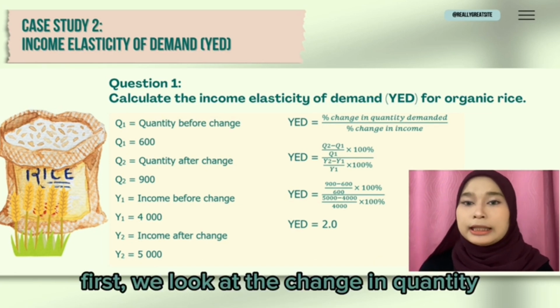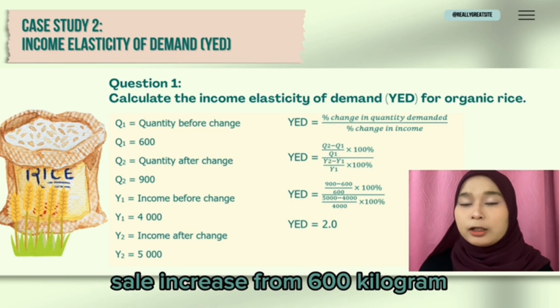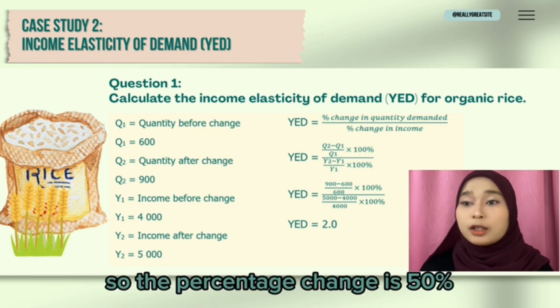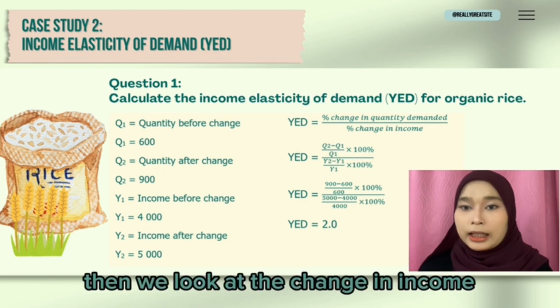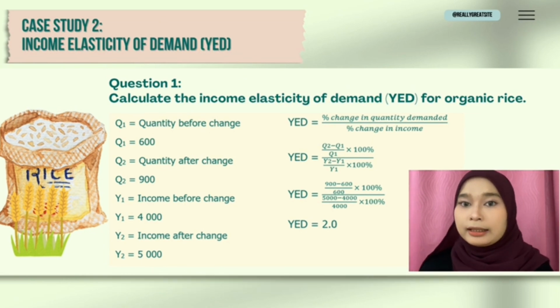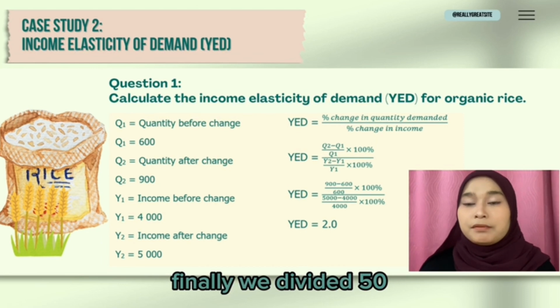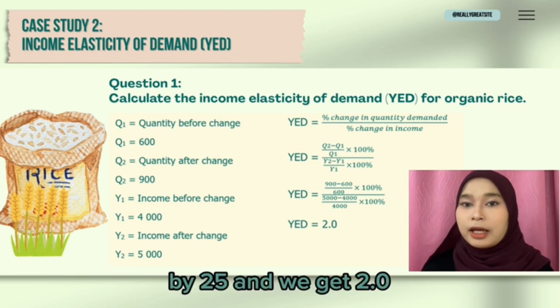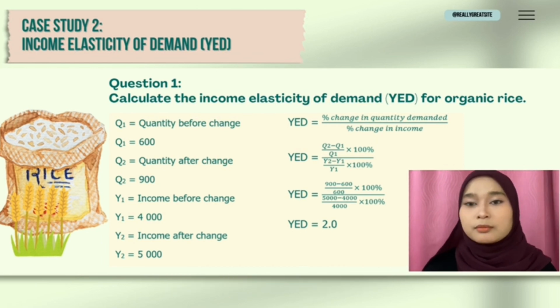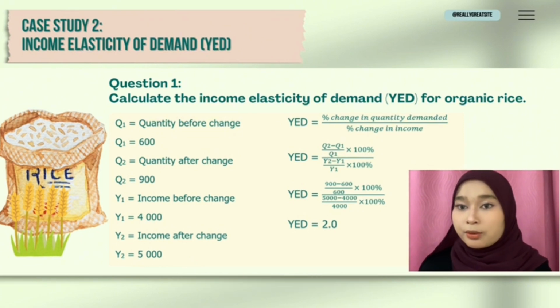First, we look at the change in quantity. Sales increased from 600 kg to 900 kg. So the percentage change is 50%. Then we look at the change in income, which increased from 4,000 ringgit to 5,000 ringgit. That gives us a 25% increase. Finally, we divide 50 by 25 and we get 2.0. So the YED for organic rice is 2.0.